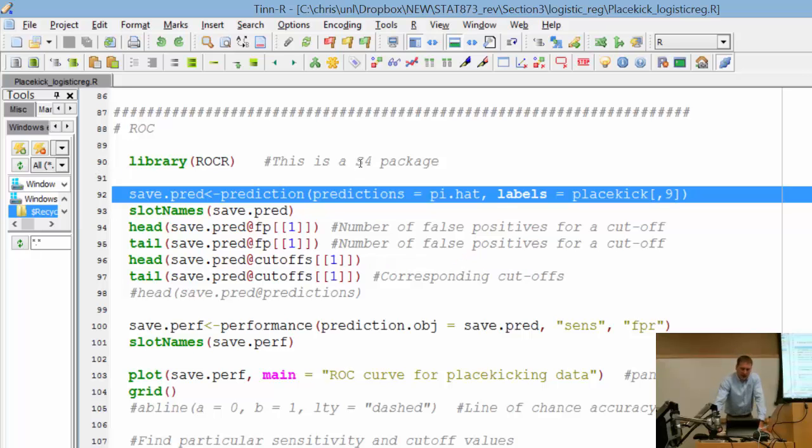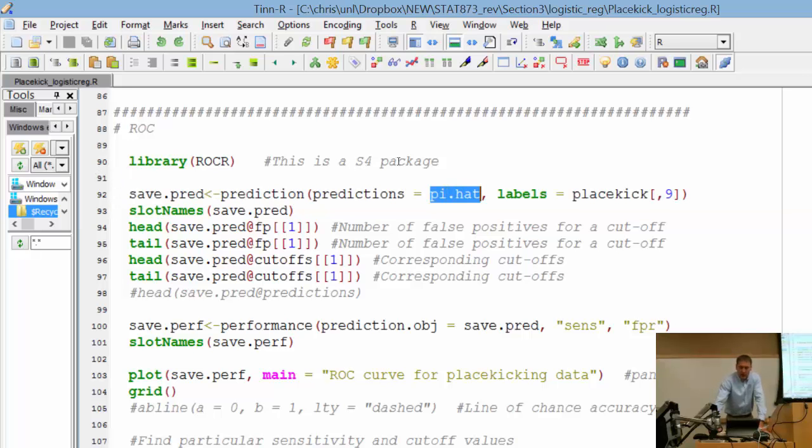And what you do, first of all, is you pass in your pi hats for all your observations in your original data set. Also, you pass in the true classifications of your observations. And then the prediction function calculates, for a whole bunch of different cutoff probabilities, how many observations will be classified as a success and how many will be classified as a failure. I put the results into save.pred.